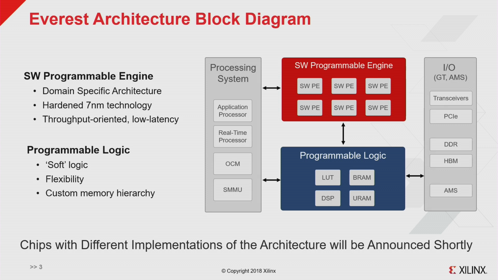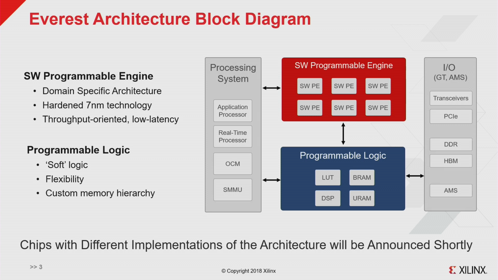What you can see in red in this picture is this software programmable engine. It's not a monolithic block. It's scalable. It integrates multiple programmable engines. In this picture, we are showing 6, but it's just an example in this slide. There are many more, and I'll explain more later in the following slides. And then you can see it's a domain-specific architecture. It's targeted for, as I said before, machine learning inference and 5G wireless. It's hardened in 7-nanometer technology, and it's a throughput-oriented and low-latency architecture.